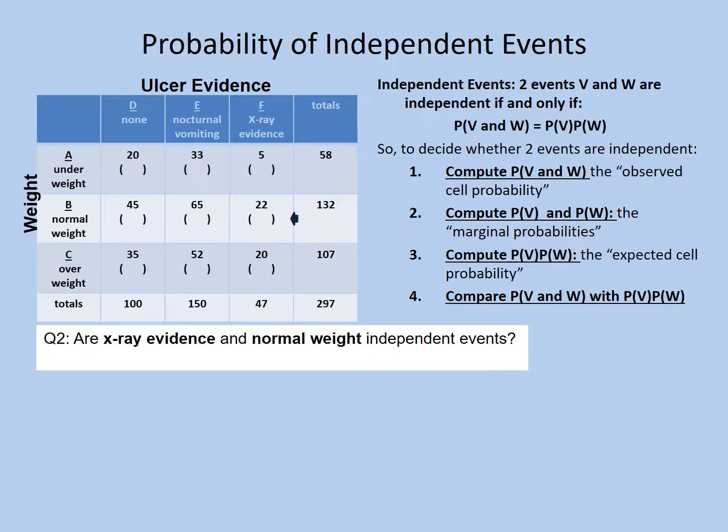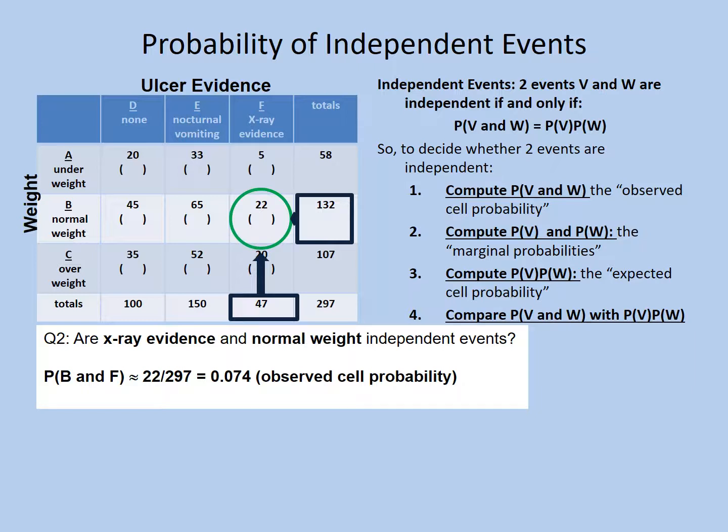For another question we now ask, are X-ray evidence and normal weight independent events? To answer this question, we first compute the estimated cell probability, which is the probability of the intersection of the events B having normal weight and the event F having X-ray evidence. And this probability is estimated to be 22 divided by 297, which is 0.074. This is the observed cell probability estimate.